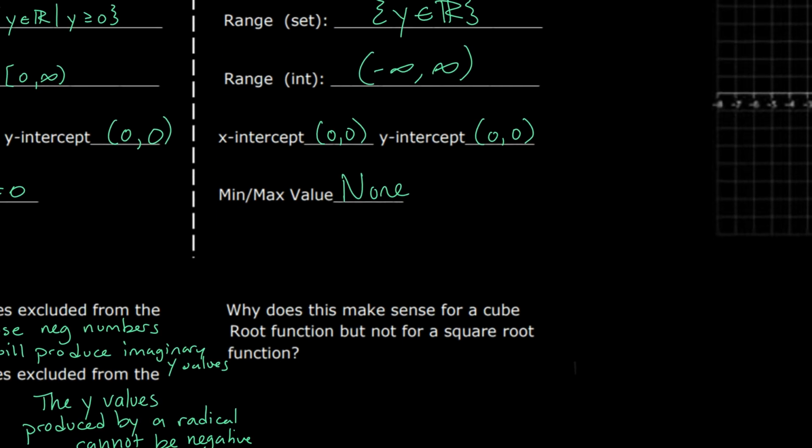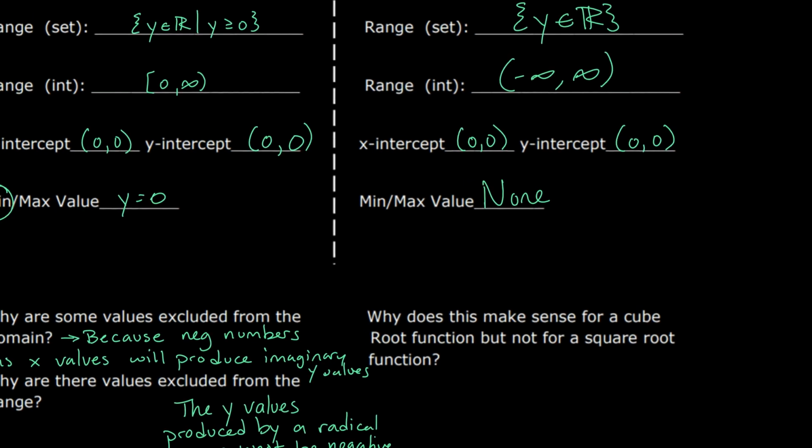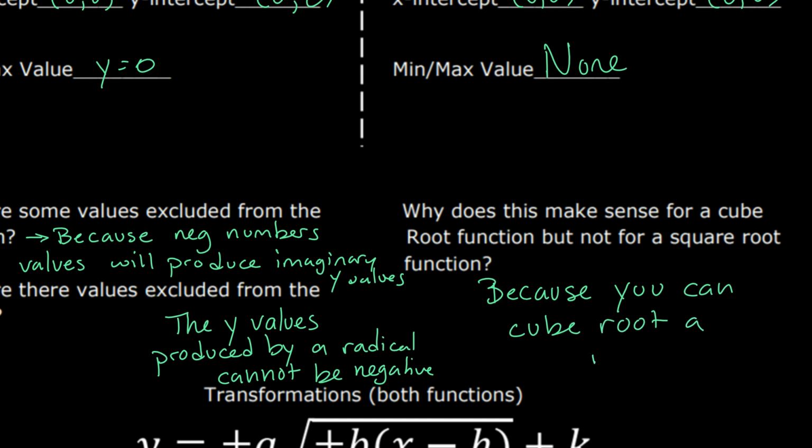Why does this make sense for a cube root function but not a square root function? What are we asking? So why can we include the negatives is the question. Oh, because the negative and the negative equals a positive. Ah, yes, because you can cube root a negative. Yes? And that's all we'll do before lunch.